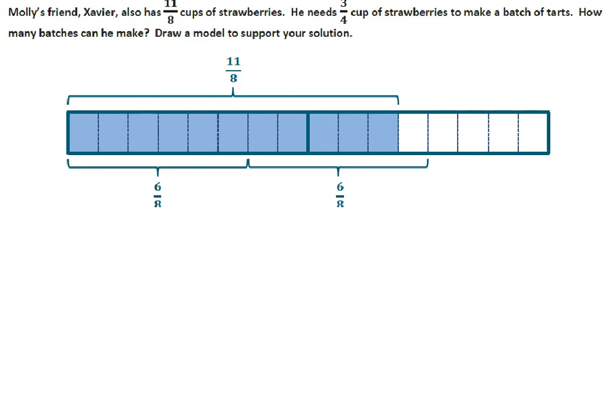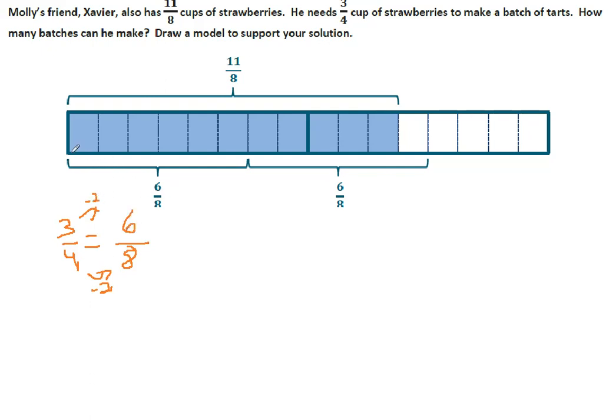This one says Molly's friend Xavier also has 11/8, and you can see here's 11/8. Which is 1 3/8 of strawberries. He needs 3/4 of a cup to make a batch of tarts. How many batches can he make? Because it's divided by 8, you first have to figure out 3/4 equals what over 8. So you multiply by 2 here to get 8, and you multiply up here times 2 to get 6. So you're going to have 6/8.